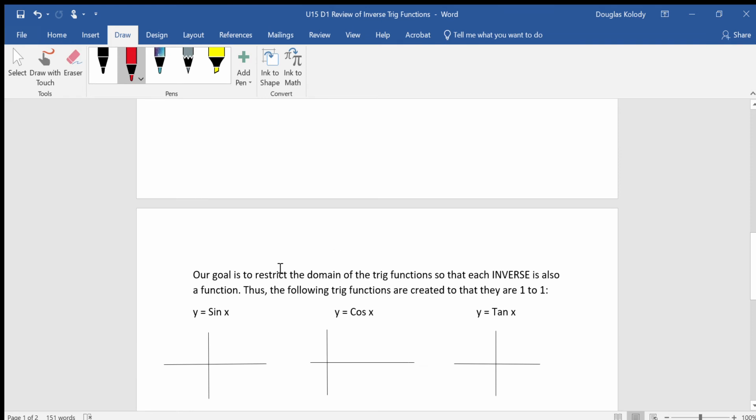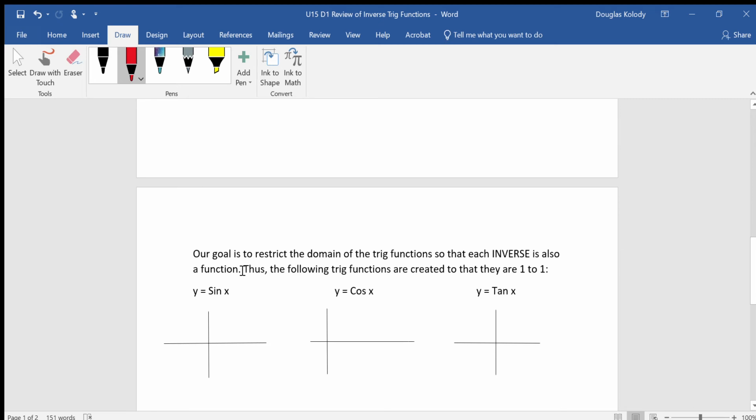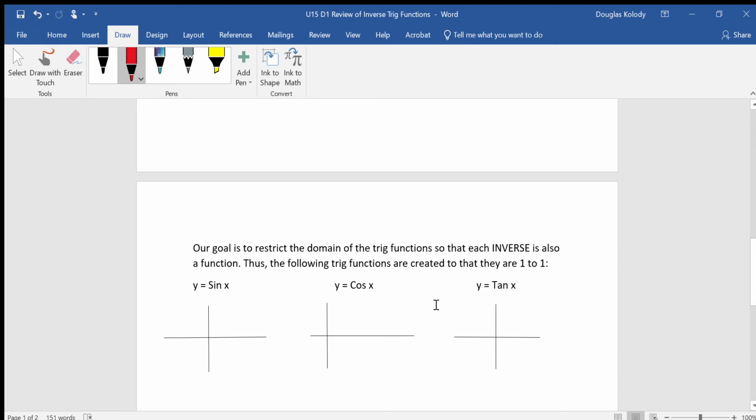So our goal for this lesson right now is to restrict the domain of trig functions so that each inverse is also a function. Thus, the following trig functions that are created are not only functions, they're also one-to-one functions. In other words, they're going to pass the vertical and horizontal line test. So what do we do with that? I'm going to write this first off here.